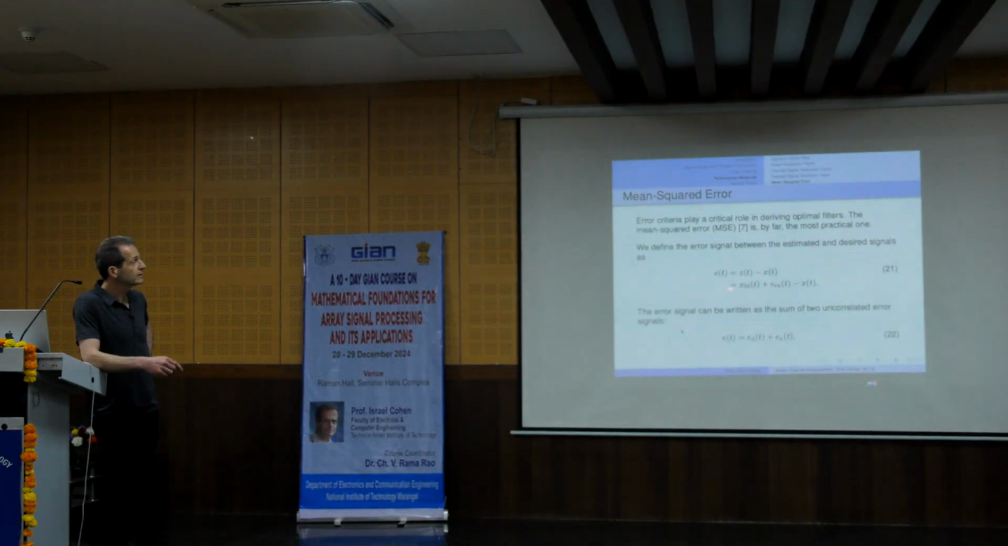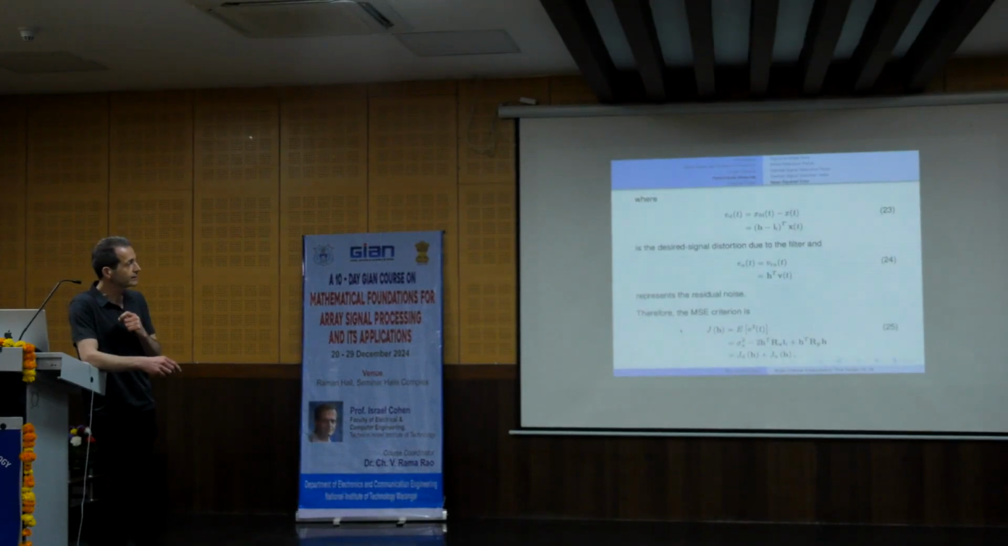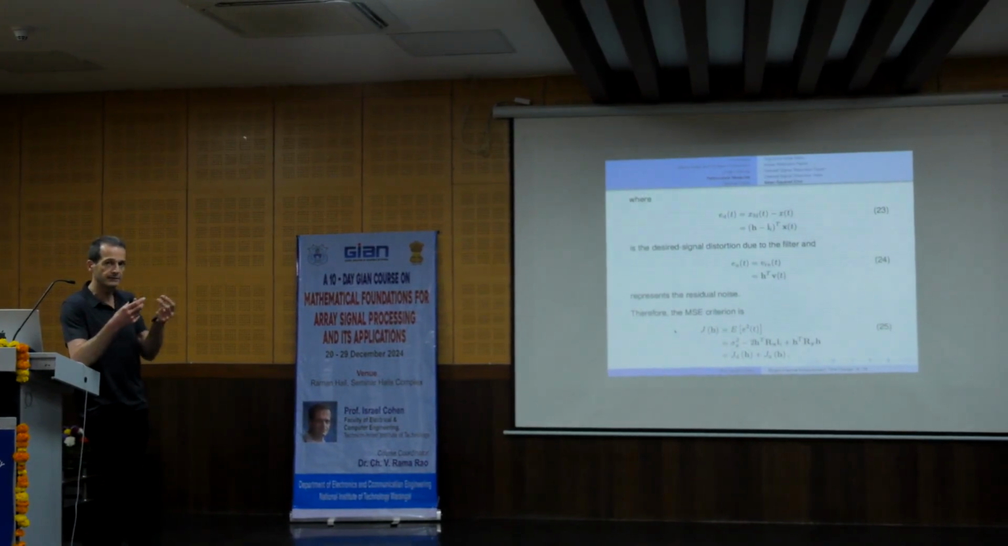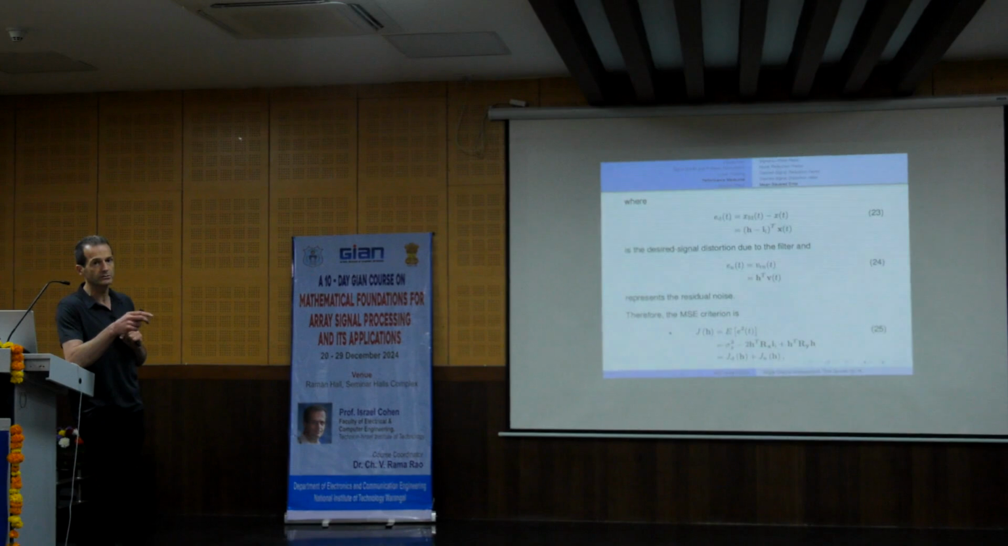Mean squared error means the error between the estimate of X and X. It takes into account two components: one is the distortion, which is related to the signal, and one is the residual noise. So we want to minimize both components. The mean squared error takes into account both: the mean squared error related to the distortion and the mean squared error related to the residual noise. We want to minimize both.